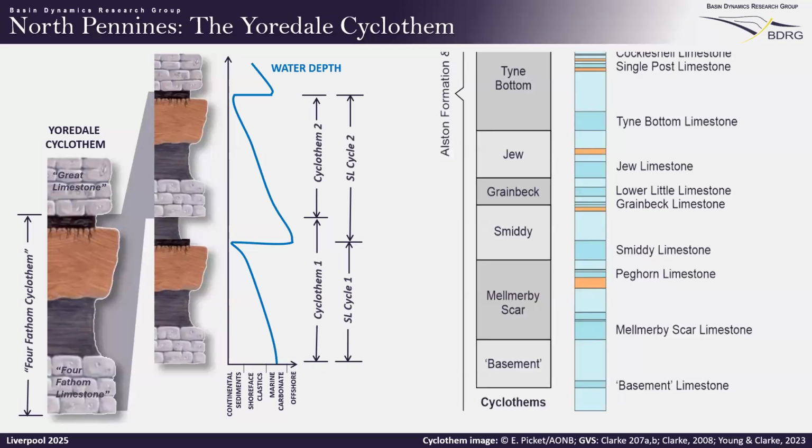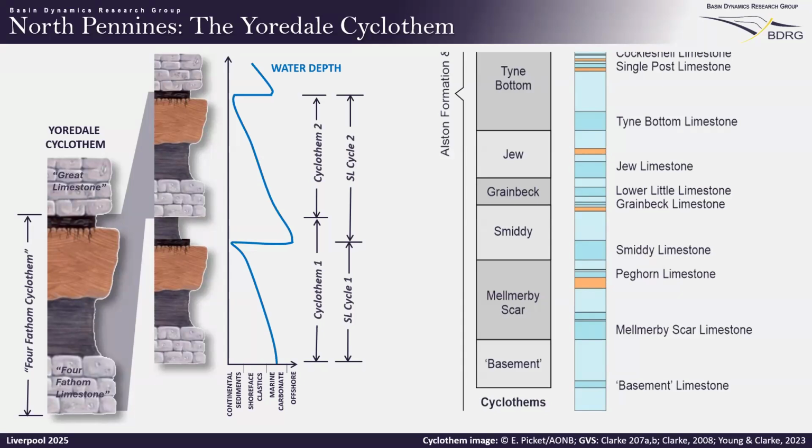And the limestones have names. These are mainly old mining terms, but the British Geological Survey has adopted the same terms to avoid confusion. So the limestones have names, like 4 Fathom limestone down here, Great Limestone, for example. And the cyclothems themselves, the succession of strata that goes limestone, siltstone, sandstone, and sometimes coal, is named after the limestone at its base, a bit like that. So this is the 4-fathom cyclothem, all of this strata in here. That's how it works.